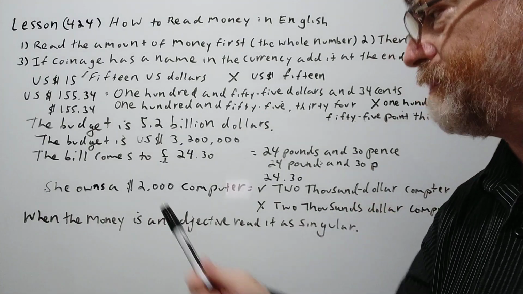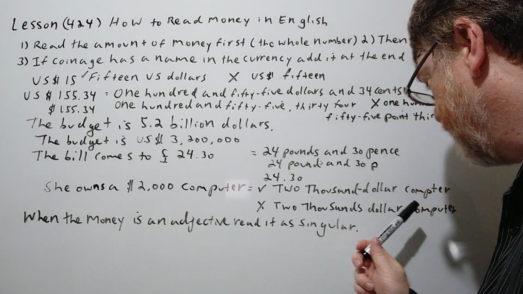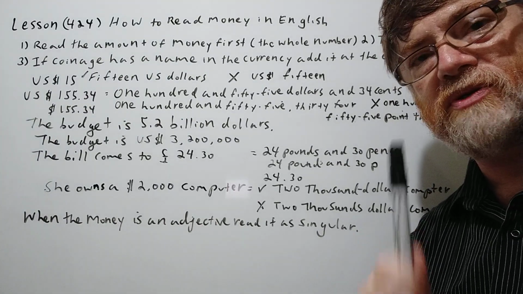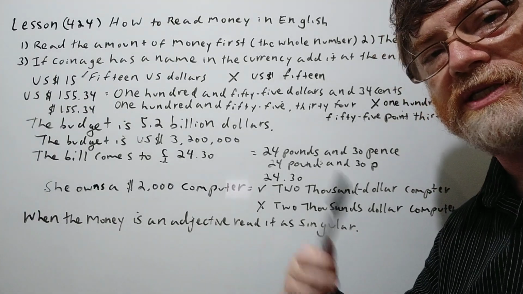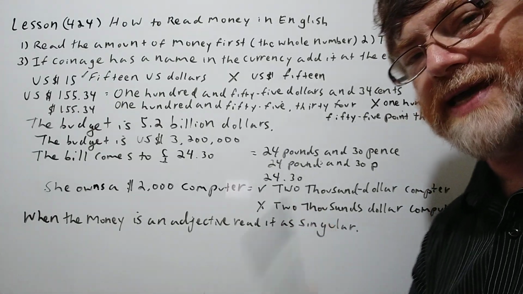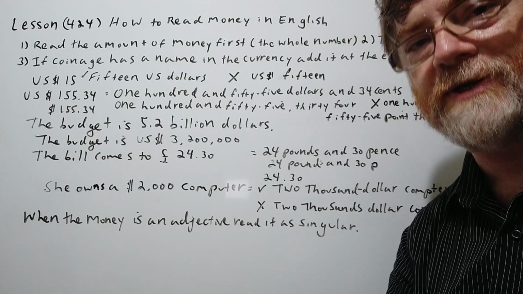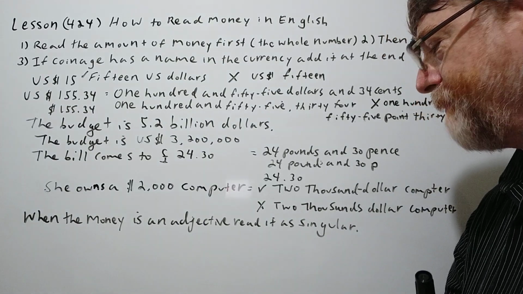What you don't do is you don't say she owns a $2,000s computer. Sometimes students will do that because they know 2,000 is in the plural, so they think they must be reading it with an S. So sometimes they'll say it that way. But if it's an adjective, it's still read as a singular.